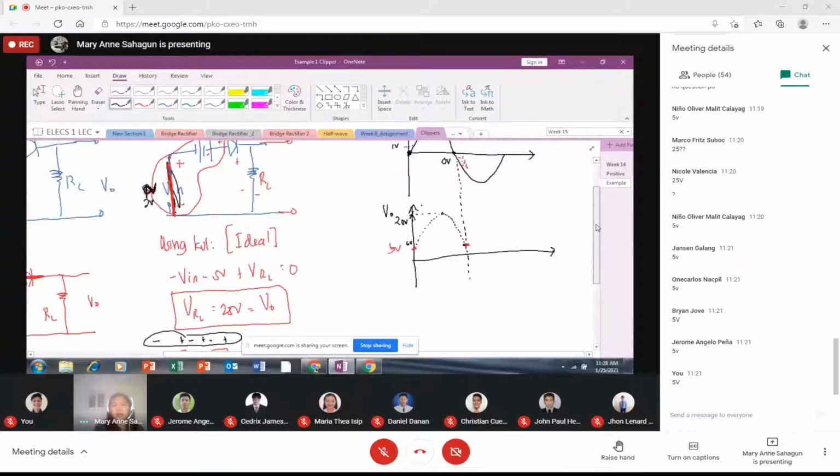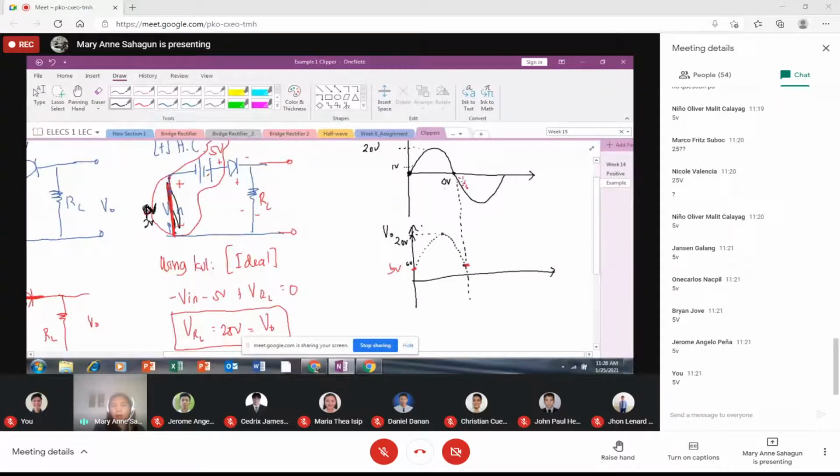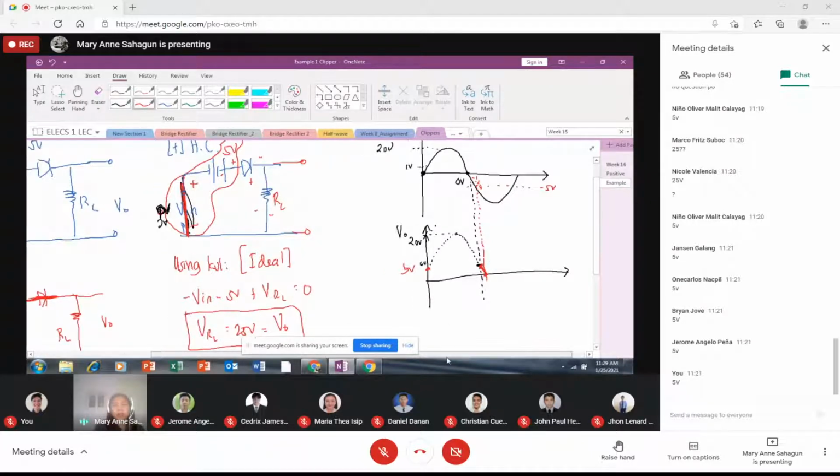So, ibig sabihin pala, class, habang bumababa yung value, -1, -2, it reaches the -5, sabihin natin, ito yung -5 volts. No? This area, this line is the -5 volts. Doon pa lang siya magzi-zero. So, nasan ba yung -5 volts? Ayun, dito ang -5 volts. So, doon pa lang siya babagsak to 0. Okay? Tapos, what happens?